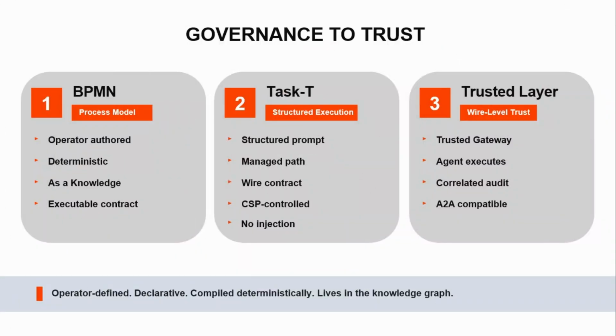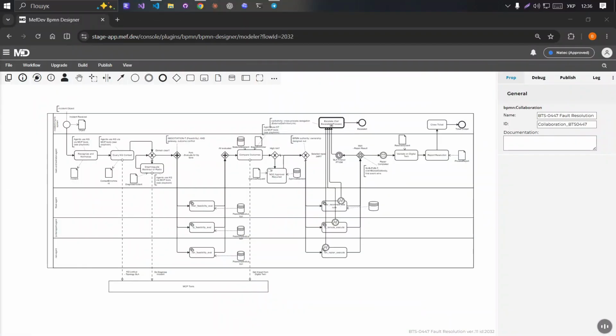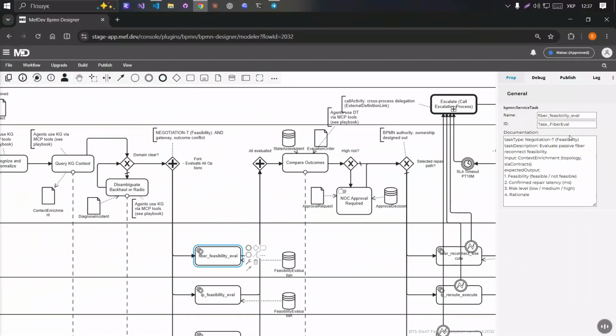In the video, we'll show the full path, from how a user draws a process to how it is actually executed with cryptographic protection against data injection. We draw the process in BPMN Designer. Each lane is a separate agent with their own names and tasks. In the documentation of each step, there is its task T, a description of what the agent should do.